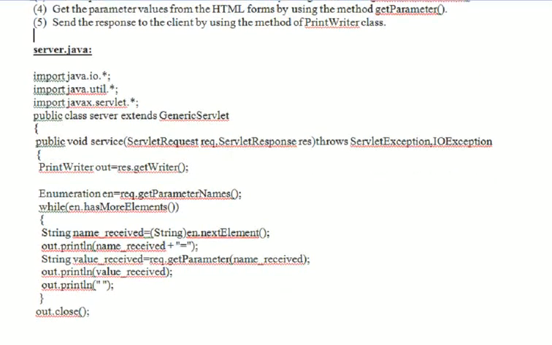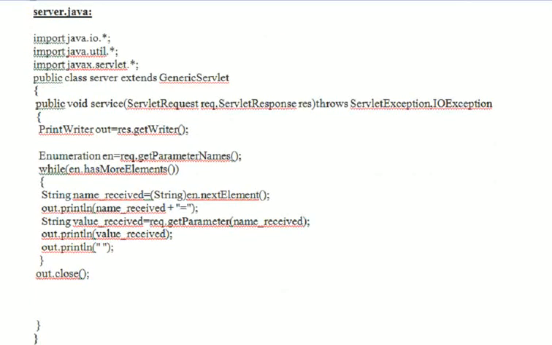Let's see the program. Server.java, file name .java. With this extension only you want to save it in Notepad. Java input output file, and this is for servlet. Don't forget you want to include this javax.servlet. Then a public class server. This is the file name. Here what a name is defined.